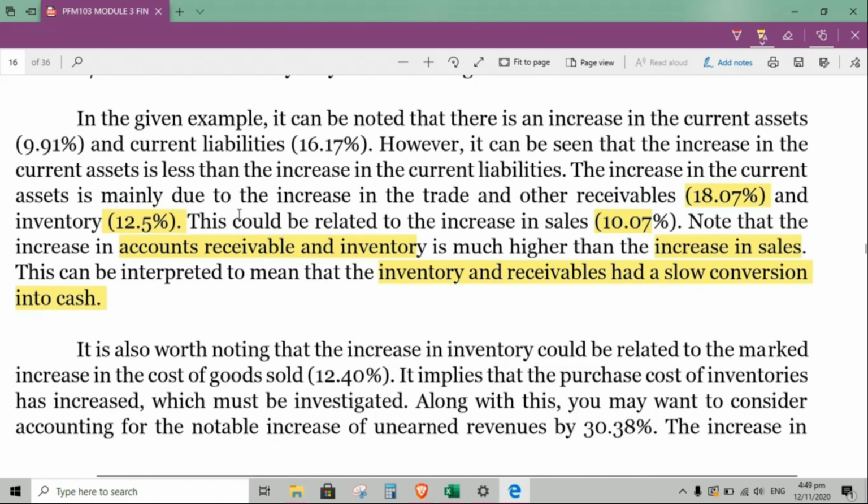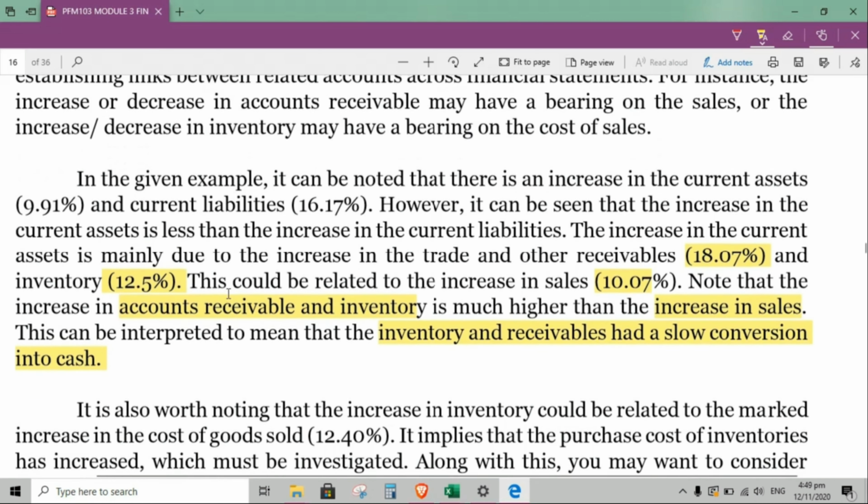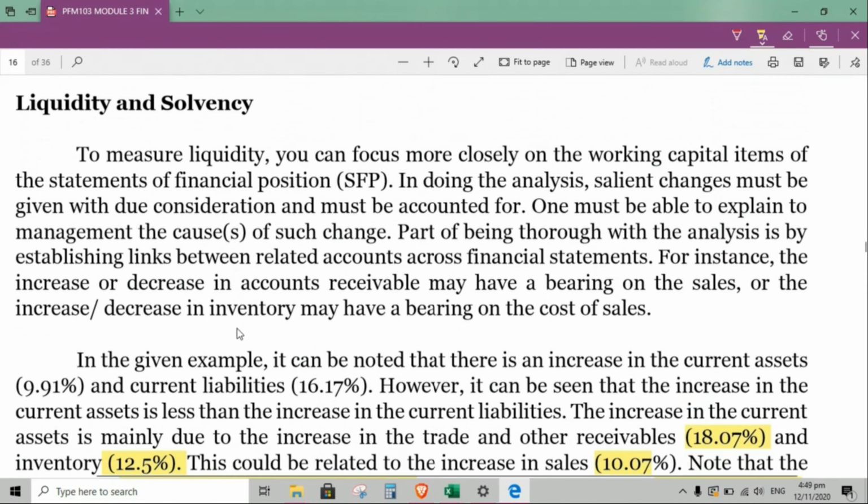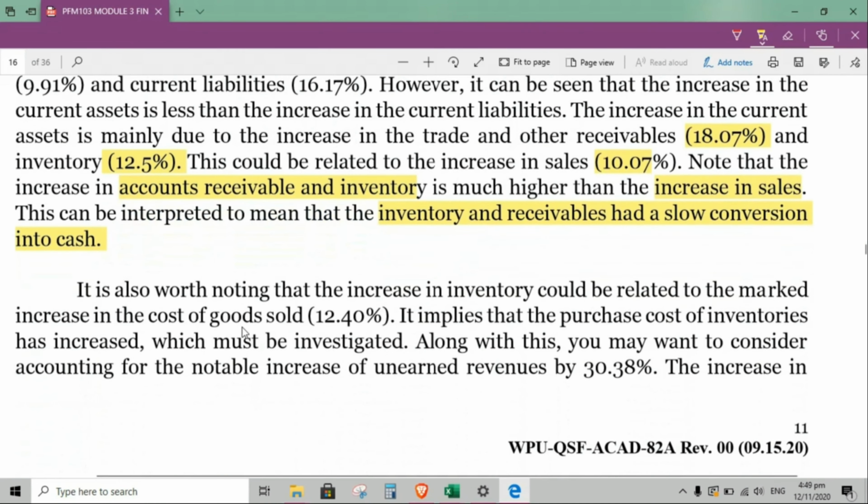So, bakit mataas? Bakit mataas yung receivables at bakit mababa yung sales? Kasi nga, mas mataas yung receivables. Ang dahilan, bakit mataas yung receivables and inventory, ang implication natin dyan or interpretation, meaning ay mabagal yung conversion niya into cash. Ibig sabihin, hindi siya ganun ka-liquid.